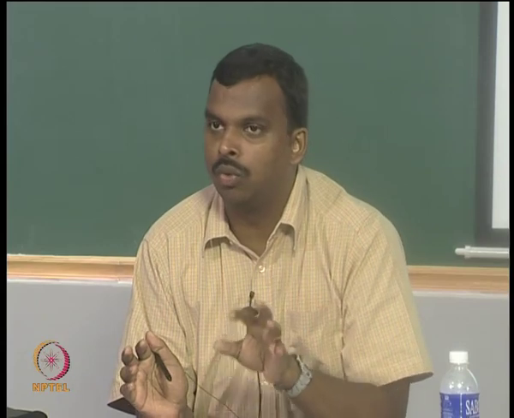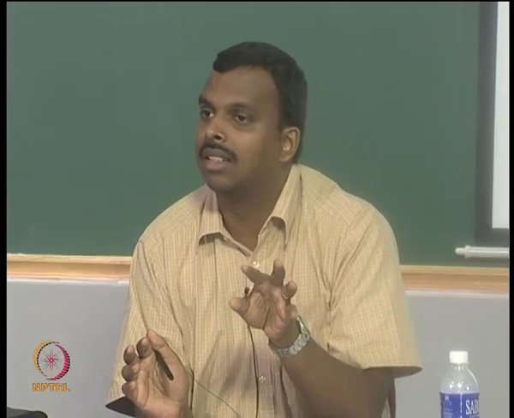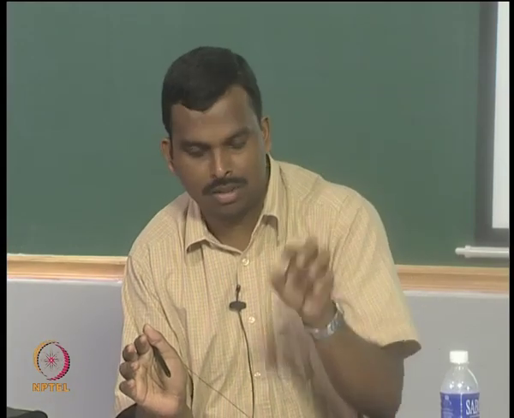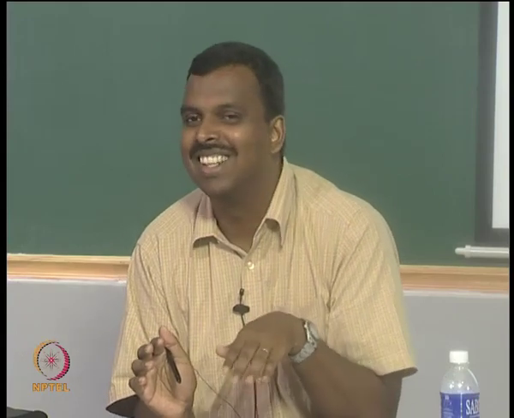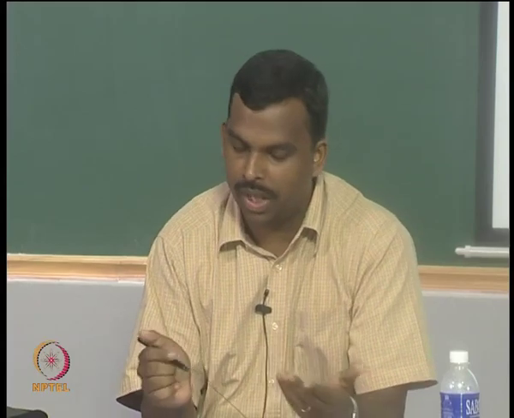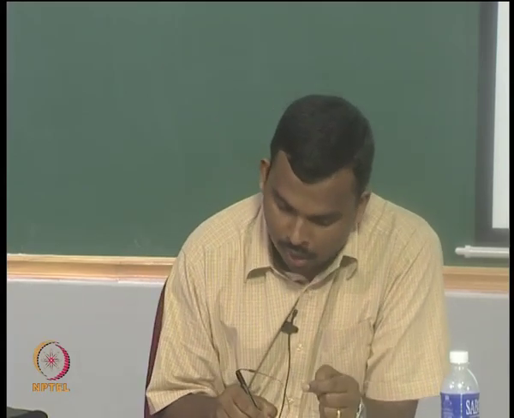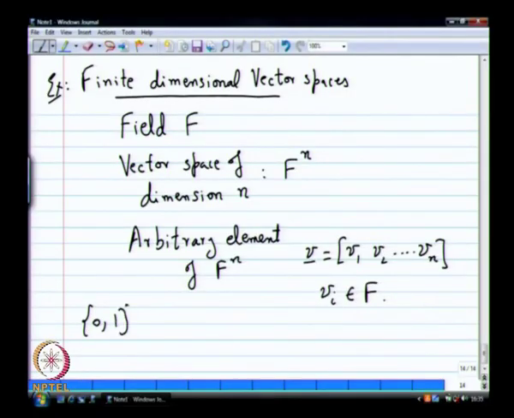Okay, so this gives us tools to view {0,1}^n as a vector space. Now it's maybe quite obvious how you can see {0,1}^n as a vector space. So how would I do it? {0,1}^n is simply what? It's the same as F2^n or GF(2)^n.